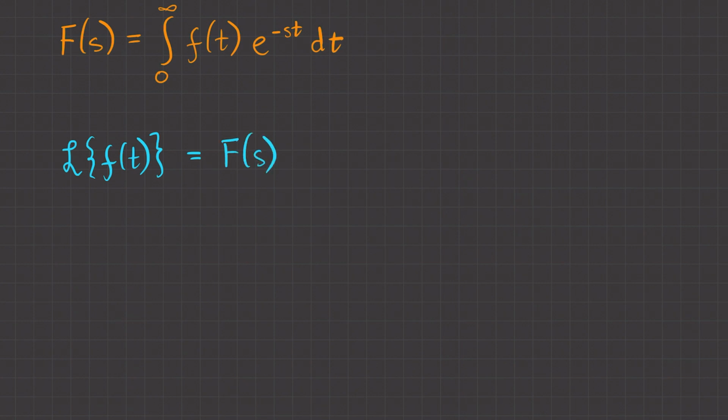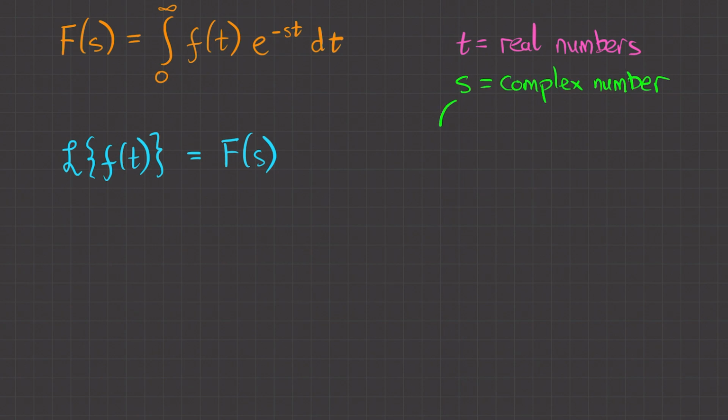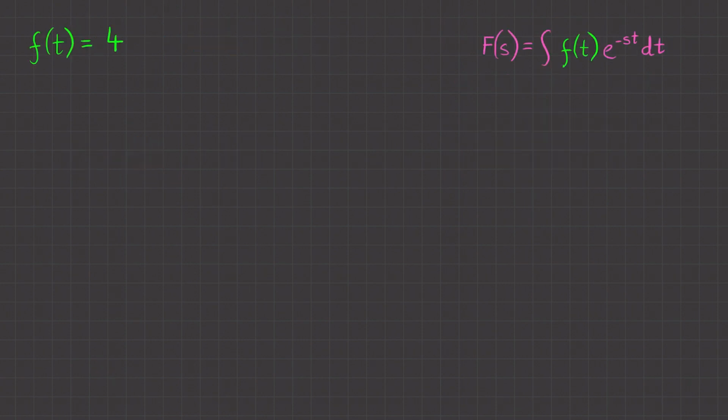Two bits to take note of, we've got s and t. Now t consists of real numbers, whereas s is a complex number, with s representing sigma plus j omega. Now that's useful to know, but that's more useful when you get into practical applications. Let's go through one example then.